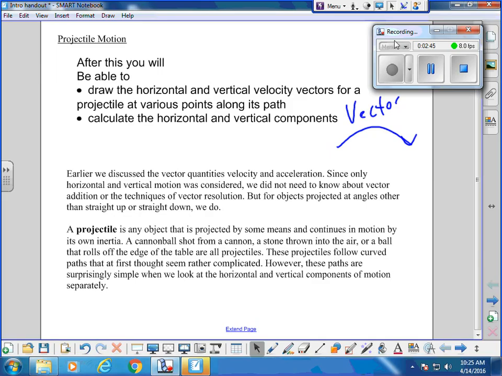A cannonball shot from a cannon, a stone thrown in the air, a ball that rolls off the edge of the table are all projectiles. These projectiles follow curved paths that at first seem rather complicated. However, these paths are surprisingly simple when we look at the horizontal and vertical components of motion separately. If there's one key thing from the entire unit, it's that. The vertical and the horizontal components have to be treated separately.